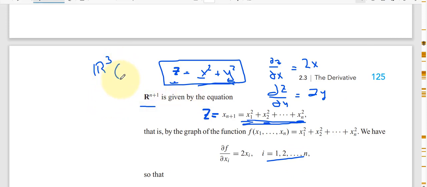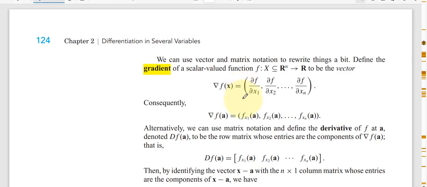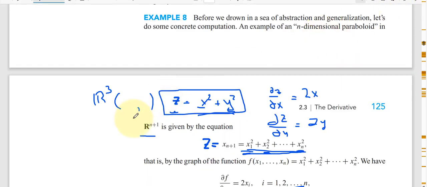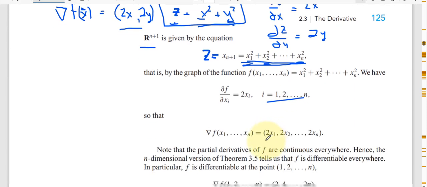It's just the partial of each. It's just this, but here we're only going to have 2. So the gradient of f in this cleaner, smaller example is just 2x, 2y. And here we're going to have to write it all out: 2x1, 2x2, all the way up to 2xn.